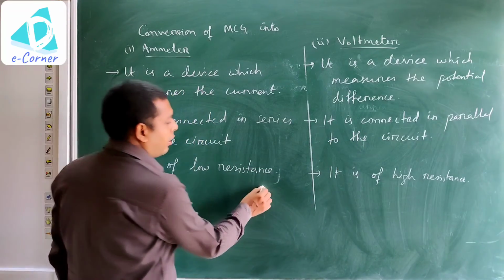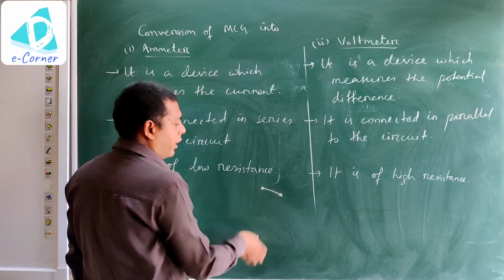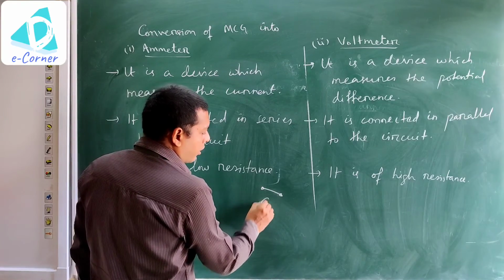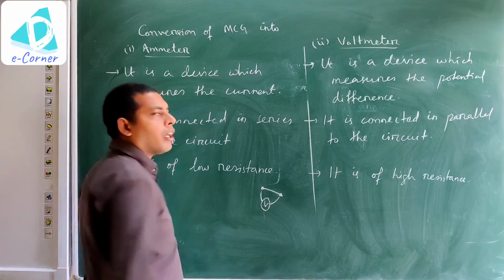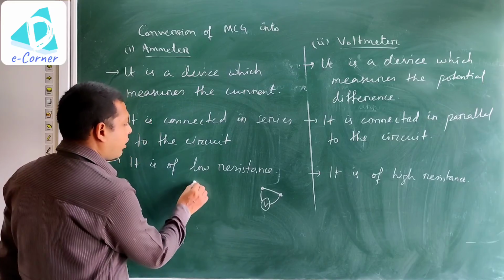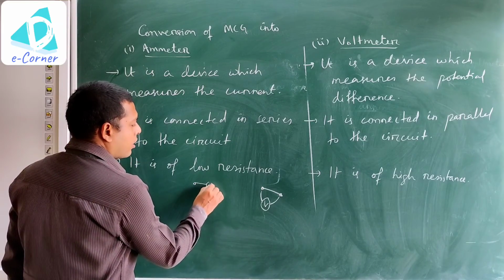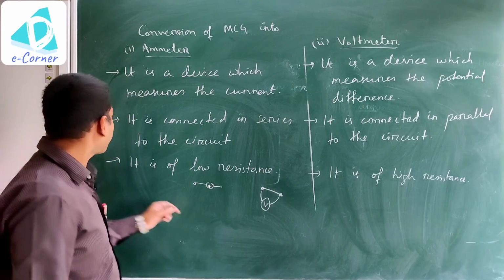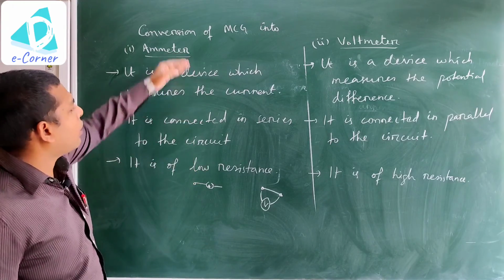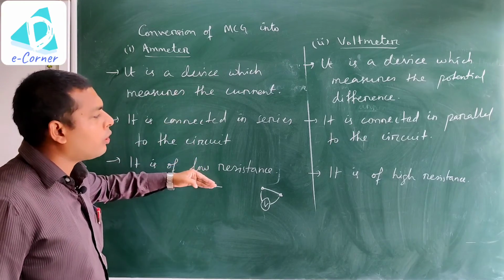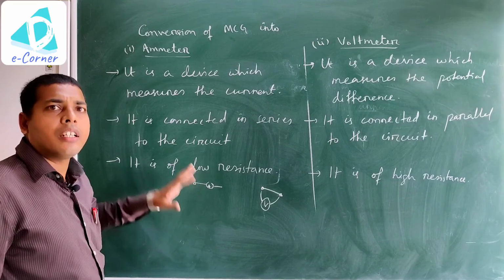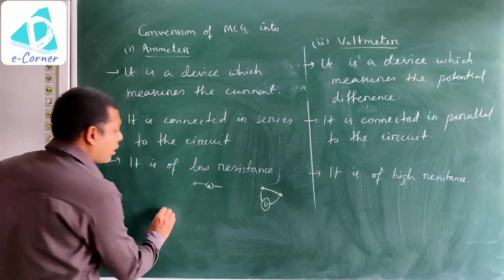किसी भी डिवाइस है, पॉइंट है, उसको वोल्टमीटर अगर है, उसको कैसे कनेक्ट करोगे? पैरेलल कनेक्ट करोगे. Whereas एमीटर कैसे कनेक्ट करोगे? सीरीज में. Got it? Then it is of low resistance. Ammeter is of low resistance to prevent the current. लो रेजिस्टेंस होने से क्या होगा?